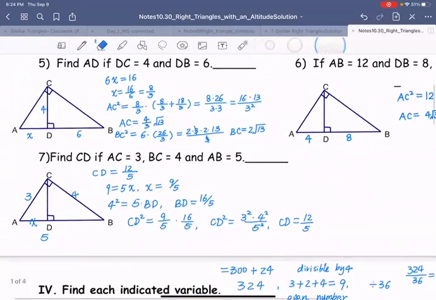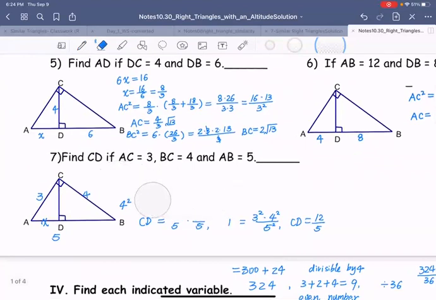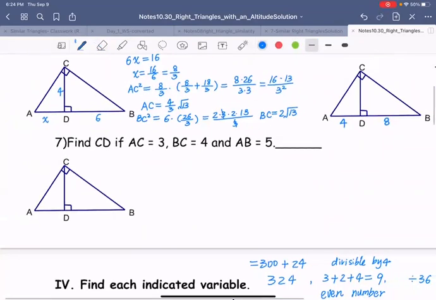Angela, let's do number 7. When we see this question at the beginning, you draw it and mark it. Angela, AC is 3, BC is how much? BC is 4. Okay. AB is? AB is 5. Okay. They ask us to get CD, right?